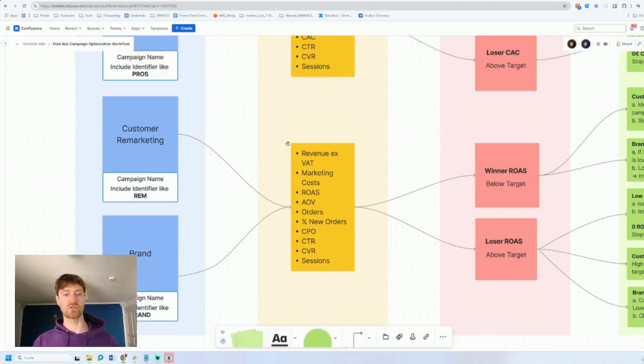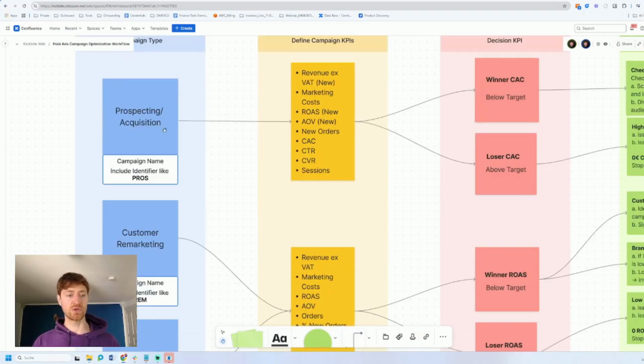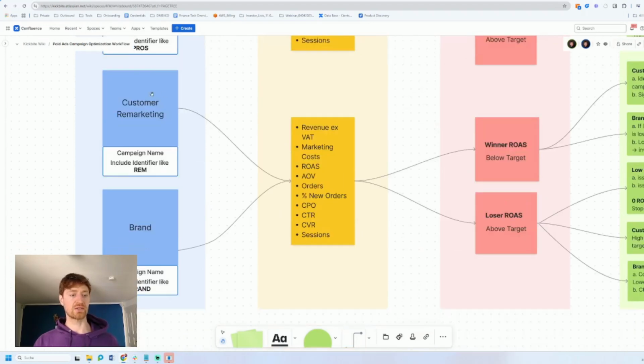We do the next one the same way. So here we focus on customers instead of new customers, because we look at customer remarketing and brand, and we will include those KPIs that we have specified here. One very important KPI that I also include in these overviews for customer analysis is the share of new customers. So you understand if your targeting is actually going for returning customers or if you're spending money on more expensive new customers. So the share shouldn't be high, it should be low.